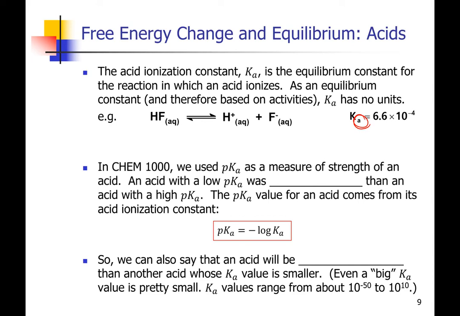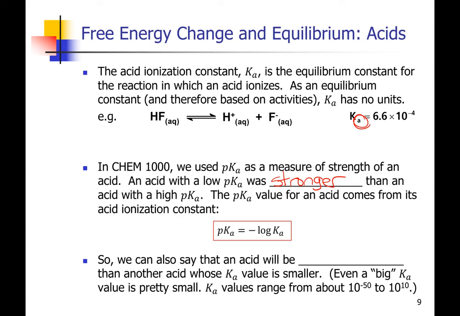You will already be familiar with Ka, at least in passing, because we mentioned it in Chem 1000 when we presented pKa as a way of measuring the strength of different acids. And we said that an acid with a low pKa was a stronger acid compared to an acid with a higher pKa. And the pKa is simply the logarithm of the equilibrium constant for the dissociation of the acid, and then times -1, so that the majority of pKa values are positive.